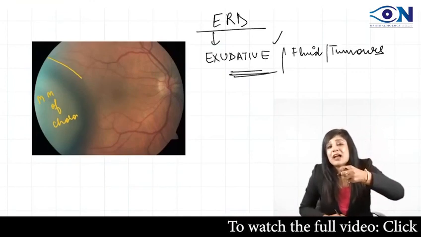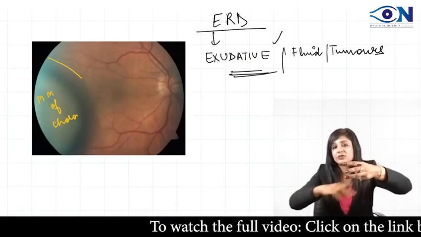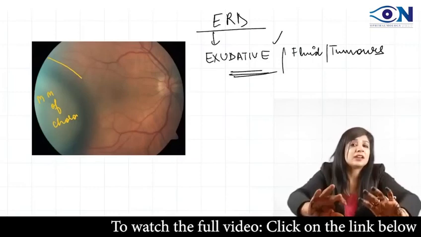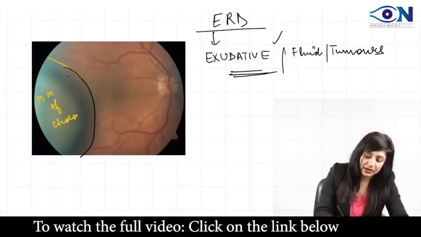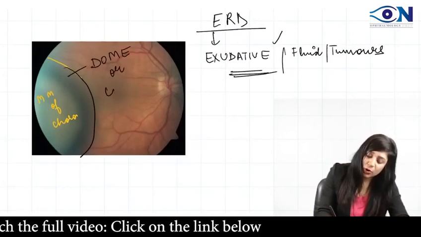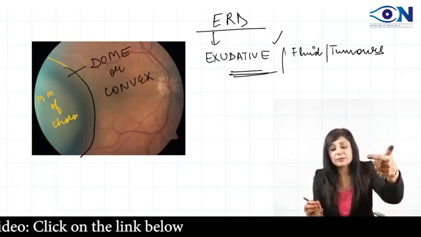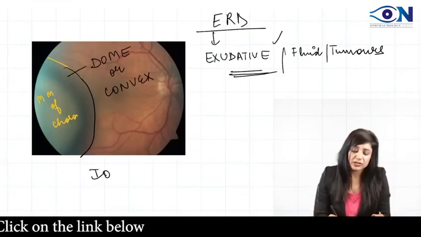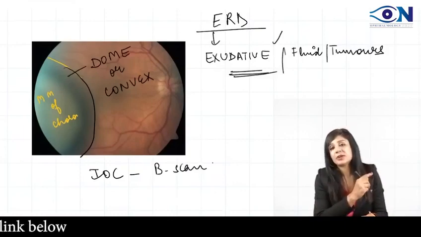So whenever we have fluid collection, whenever we have tumor, whenever we have exudates within the layers of the retina, they are pushing the retina. Therefore, you are getting this dome-shaped RD, or it is called convex RD. One was a funnel-shaped RD, one was a dome-shaped RD. Investigation of choice will remain the same. That is the B scan, on which you are going to get this dome-shaped RD.